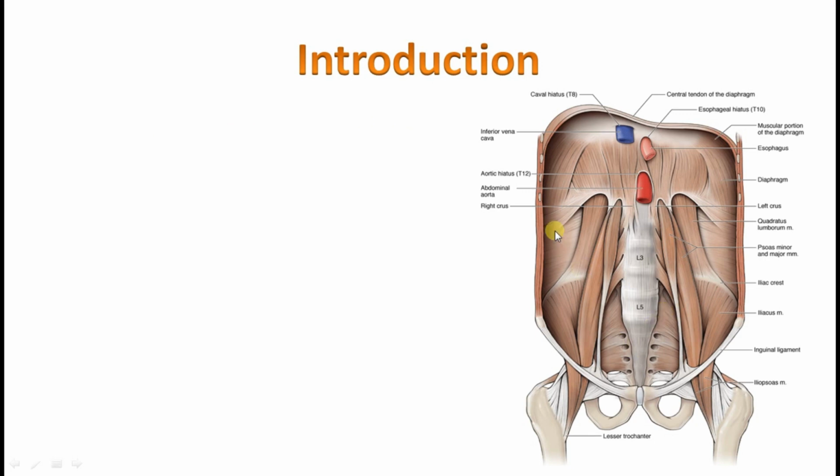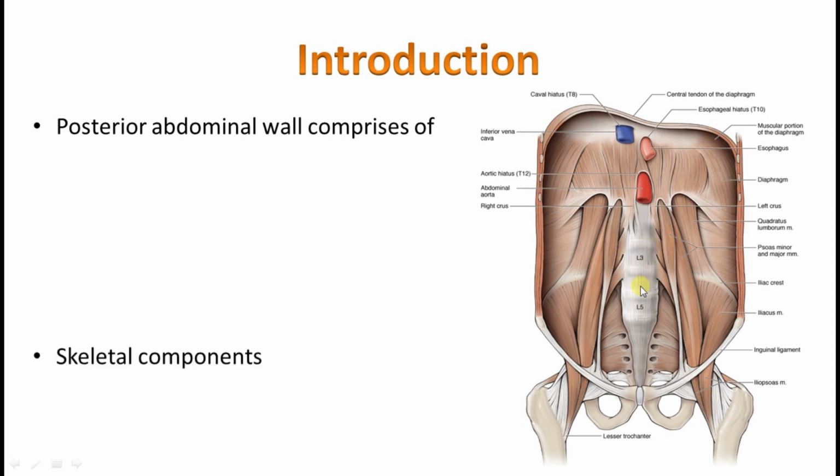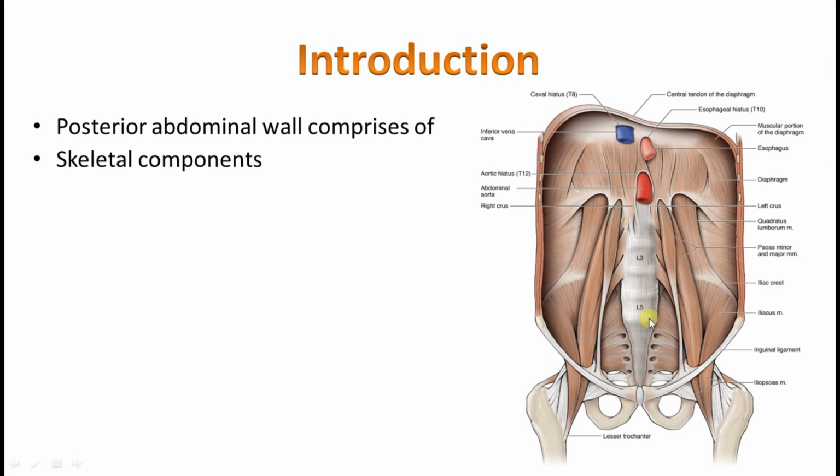Now, first to start with the posterior abdominal wall, it is mainly made up of skeletal components, muscular components, and also the fascial components. So if there are muscles, they will definitely be lined by a fascia. The skeletal components are mainly formed by the 5 lumbar vertebrae, first lumbar, L1, L2, L3, L4 and L5. They mainly form the posterior midline.